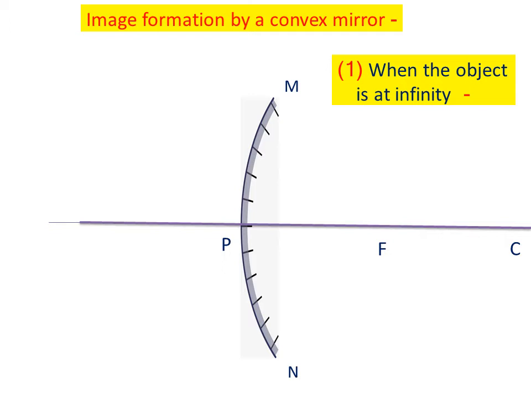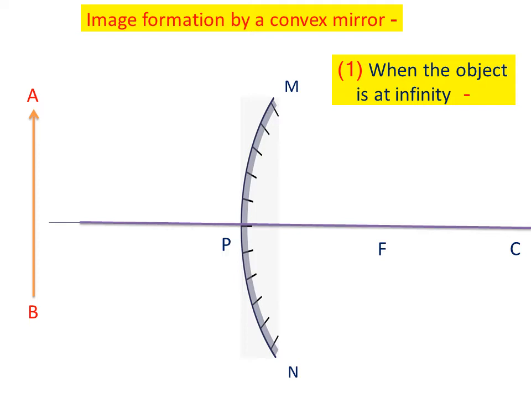First of all, when the object is at infinity, so the object is at infinite distance, what will be the image? Here we are assuming that AB is our object at infinite distance. This whole line, P, C, F, is our principal axis. So the object is at infinity, and we are assuming AB is our object.